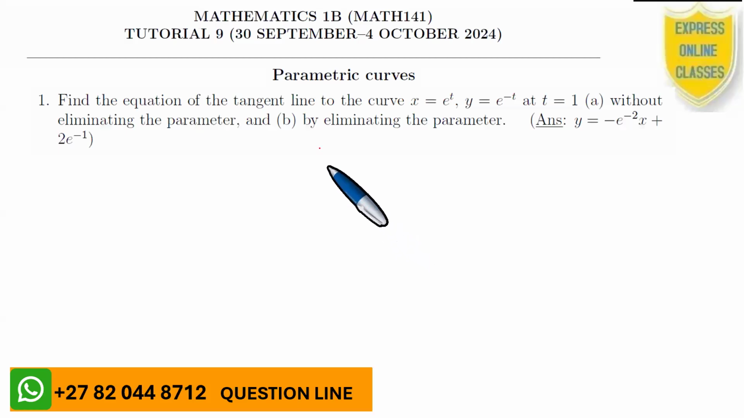In this lesson, we shall focus on Mathematics 1B, Math 141, Tutorial 9 of the 30th of September up to the 4th of October, 2024, Parametric Curves. Find the equation of the tangent line to the curve x equals e to the power t, y equals e to the power minus t, at t equals 1. First, in part A, we shall do this without eliminating the parameter.